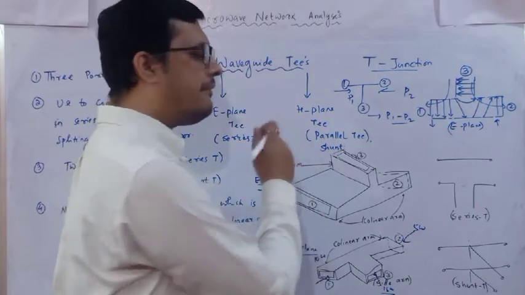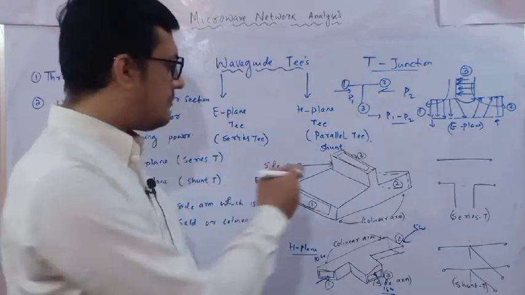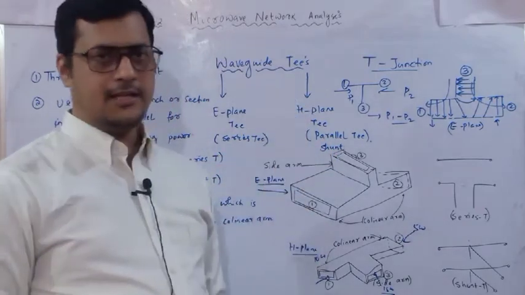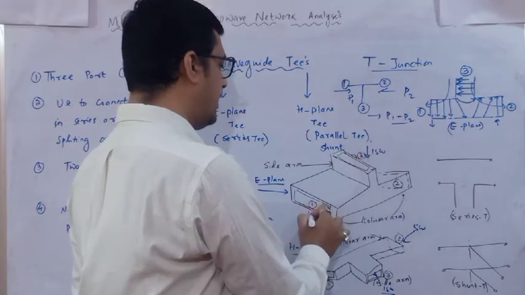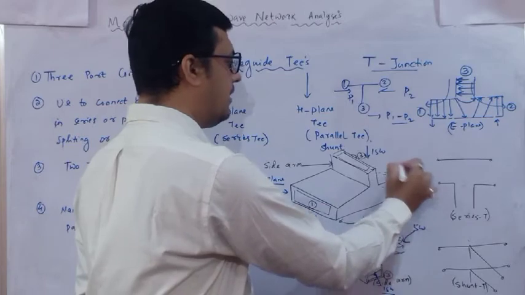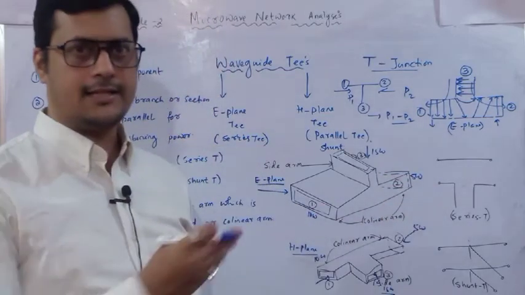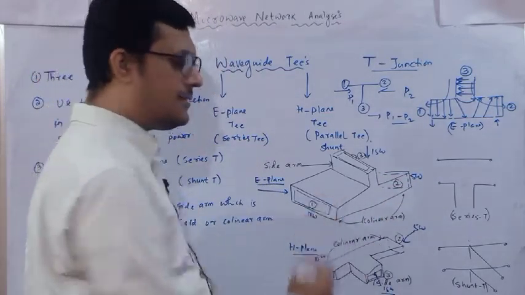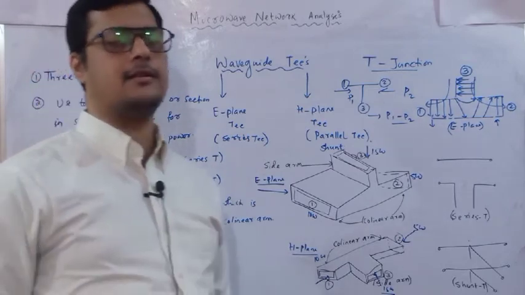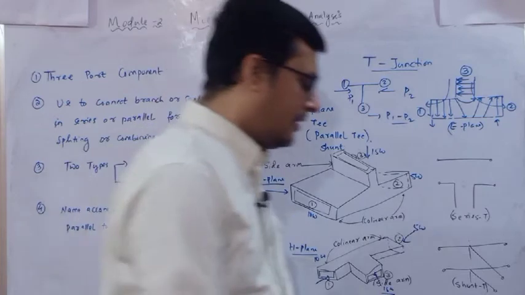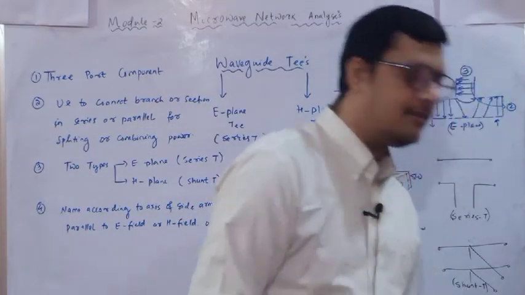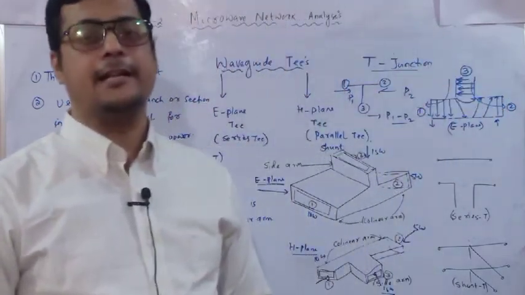But at the same time, if I use this E plane T junction and feed 15 watt here, then here we will get 10 watt and here we will get 5 watt. Like this, it is a power splitter, and this is called a power combiner. We will justify all this with respect to the scattering parameter. So these are the basic representations of E plane and H plane T junction.